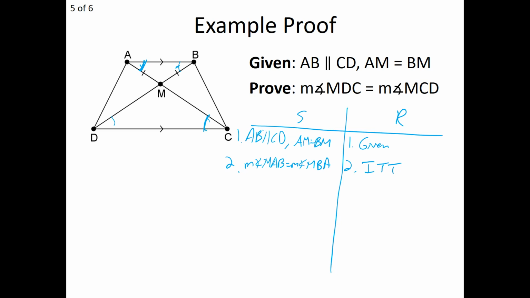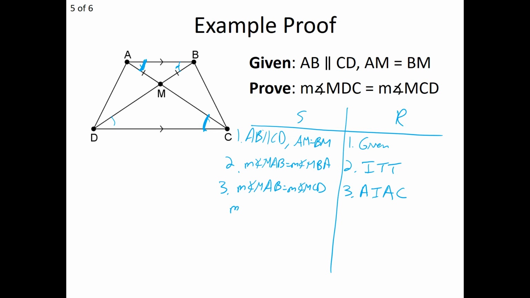If AB and DC are parallel and that's a transversal AC, that means that angle MAB, this one right here, and angle MCD, this angle right here, they are a pair of alternate interior angles, which means I can claim the measure of angle MAB is equal to the measure of angle MCD by the alternate interior angle consequence. I'm cutting a set of parallel lines, which means by the consequence I know that alternate interior angles are equal.